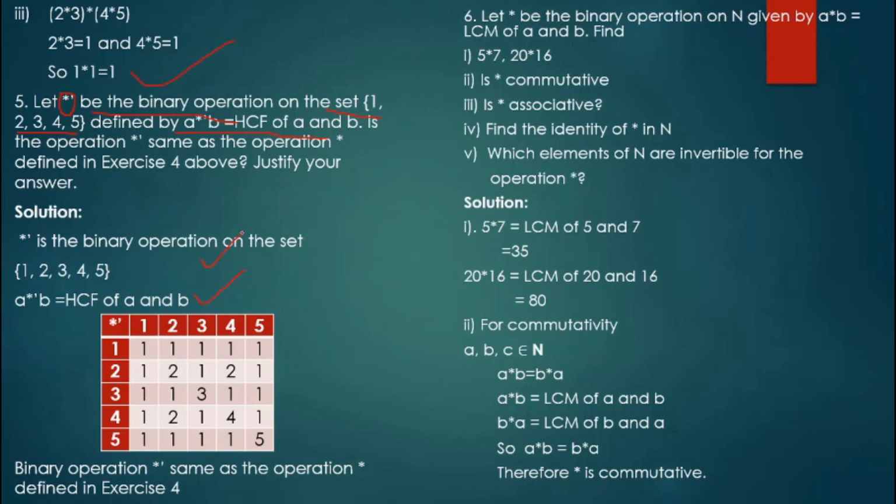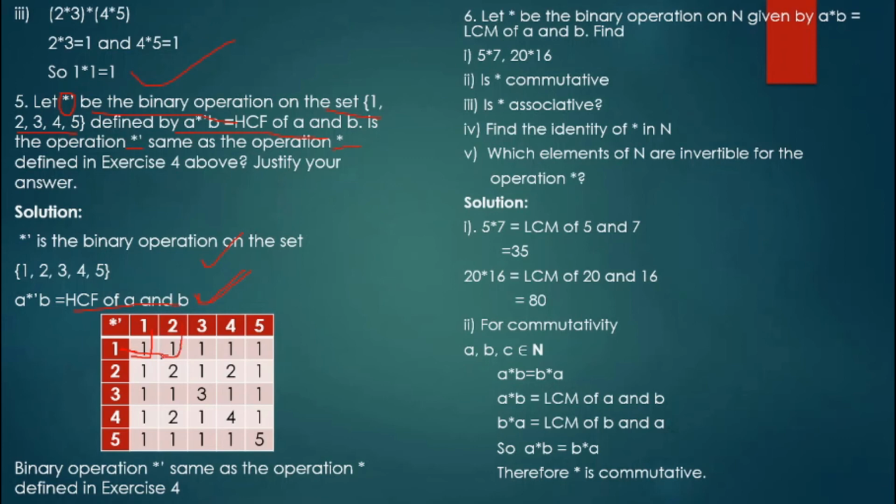Always write the given. Now they have asked us to check whether star dash and star are the same operation. But before that, what we have to check is the HCF of A and B. Do you know how to find HCF of A and B? What do you mean by HCF? Highest common factor. Let's see, 1 and 1. What is the HCF of 1 and 1? It's 1. Actually, we have this table for the HCF.